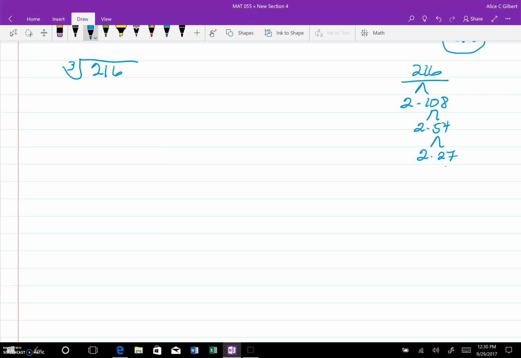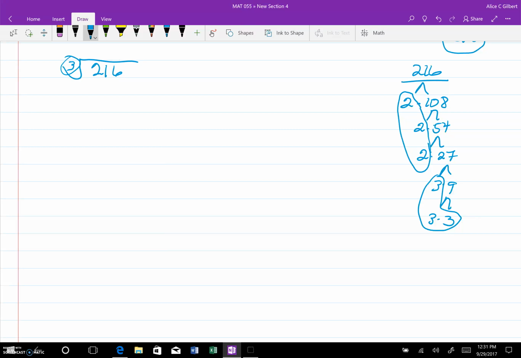2 is 27. 2 no longer goes in. So then I would see, does 3 go in? Because 3 is my next lowest prime number. Well, it does. 3 times 9, 3 times 3. My big boss says 3 has to be in each group.